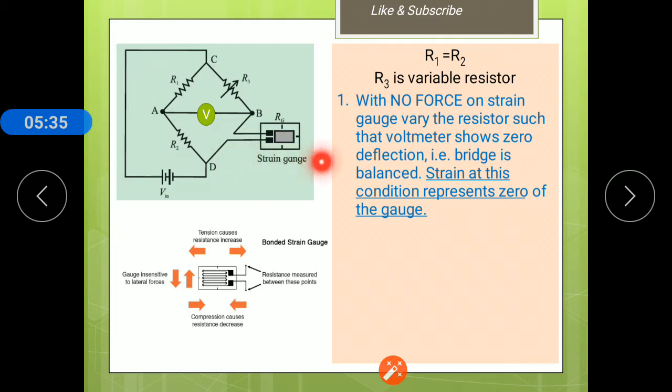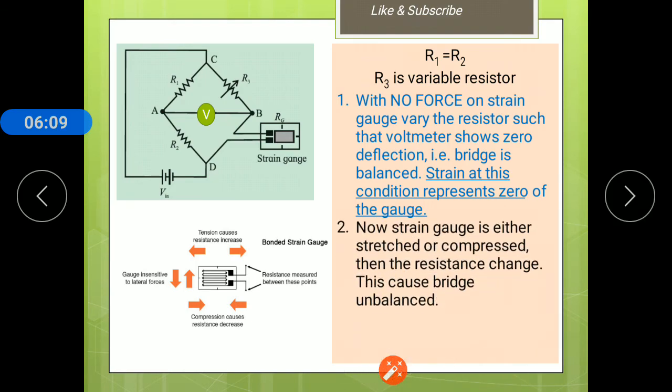Now how do we take the reading? First, for the normal condition without applying any force on the strain gauge, vary the value of R3 so that the voltmeter shows zero deflection. When the voltmeter shows zero deflection, we can say the Wheatstone bridge is in the balanced condition. This condition is considered as zero strain. The strain gauge at this condition represents zero.